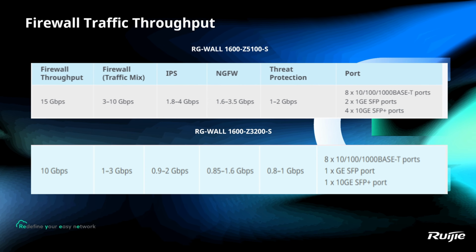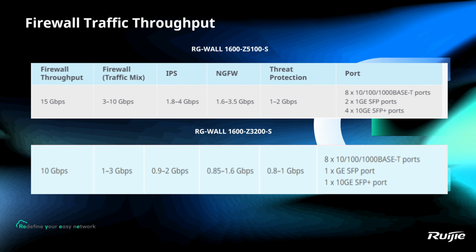On the Z5100S, you get 15 Gbps. So that's an upgrade. Now the firewall mix, the mixed traffic. This is where you start enforcing a few policies. So you're blocking maybe HTTP, HTTPS, DNS, VoIP. At this point, you are not doing any deep packet inspection, but at least you're enforcing a few policies in here.